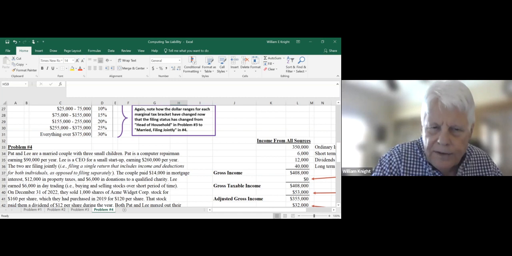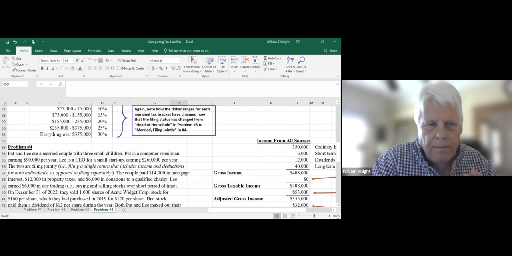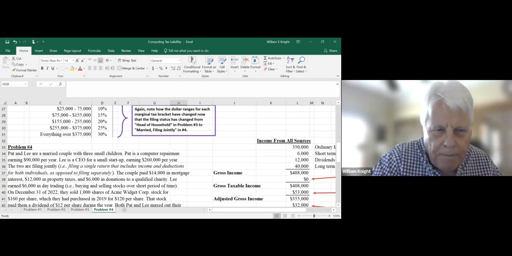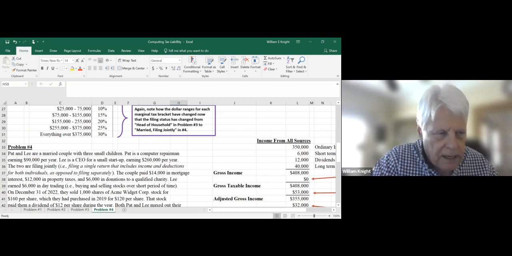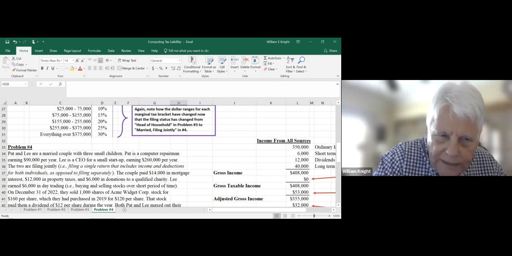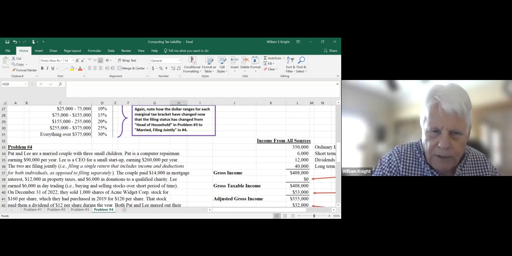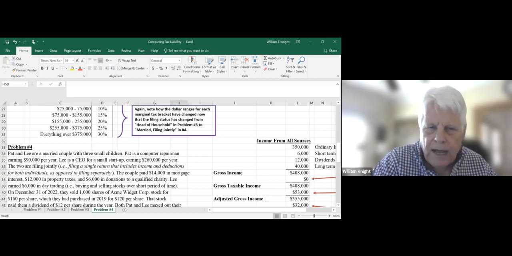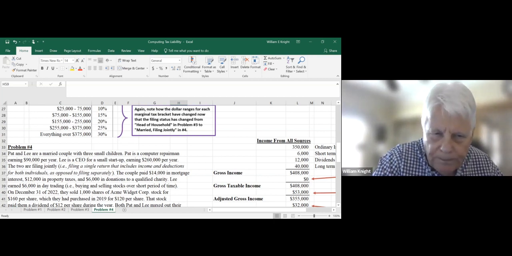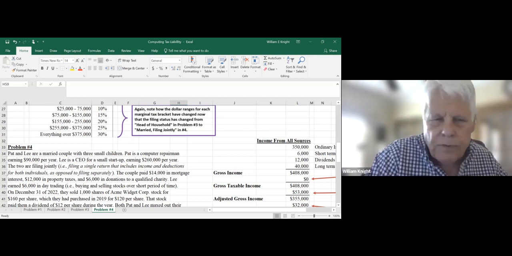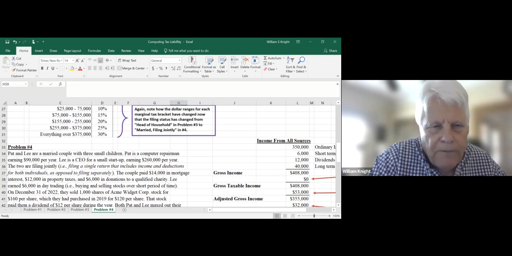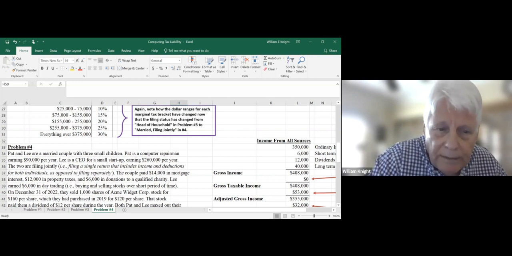Now, notice that the first two guys, Bill and Charles, they were filing as single individuals. Mike, in the last example, he was filing as head of household. This married couple here is filing as married, filing jointly. When you file married, filing jointly, you're filing a single return between the two of you that includes the income and deductions for both individuals. Now, it is also possible, under some rare circumstances, that you might find it advantageous if you are married to file married filing separately.